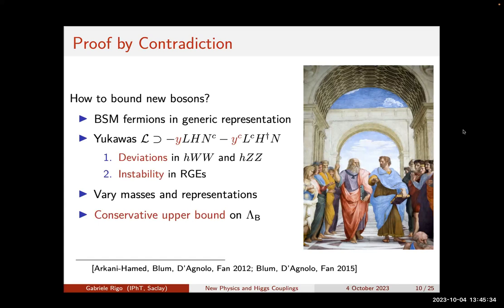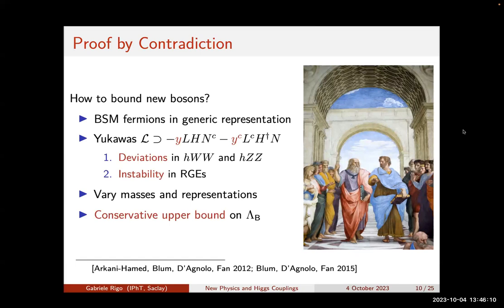And by changing the masses and the representations of these new fermions that I introduced, you can make your analysis model independent. And also by choosing, in this variation process, the most conservative upper bound that you get on the scale of new bosons, you can, again, be model independent and you can make a model independent statement on this scale.